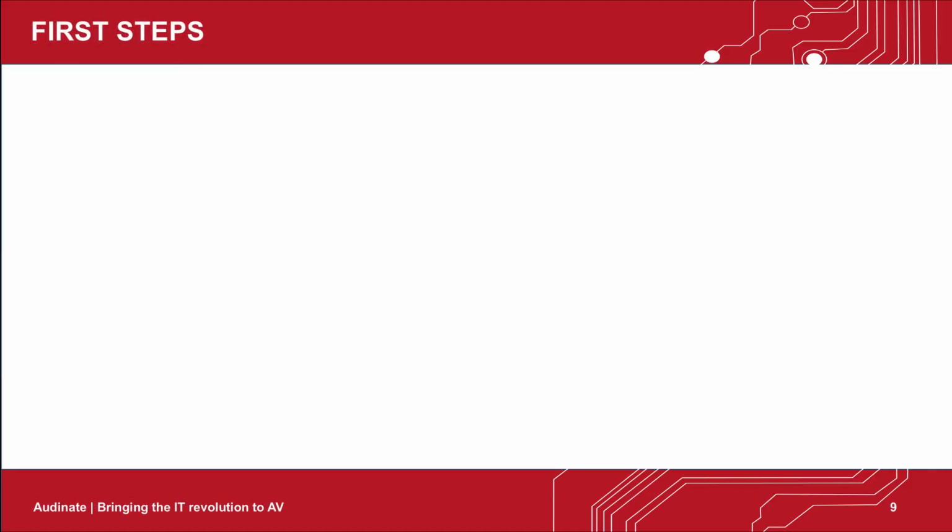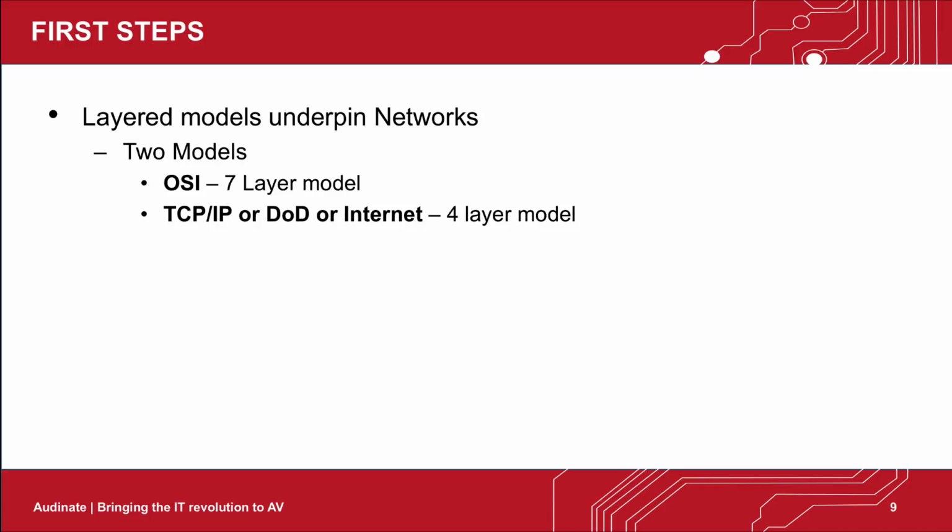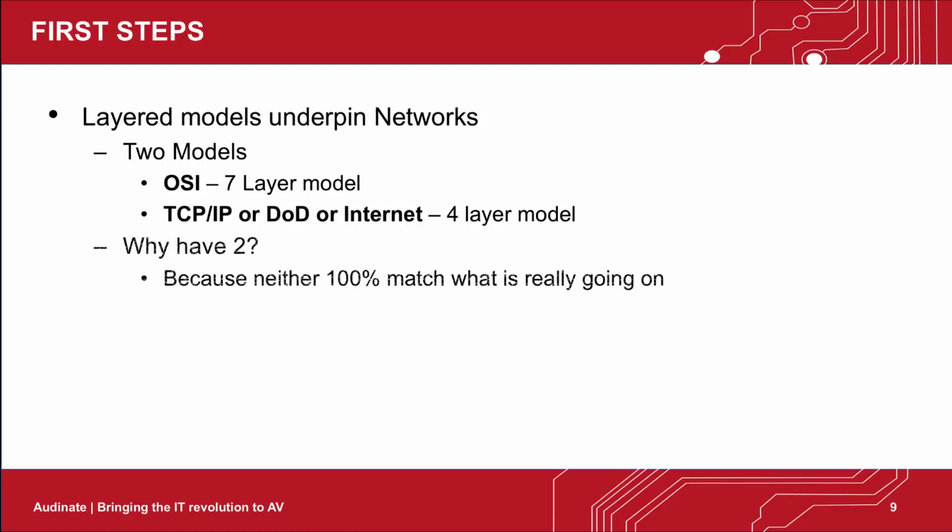So there are 2 models to consider. First, the OSI model, which has 7 layers, and then the TCP/IP model, which has 4 layers. So why have 2 models? The answer is because neither model fully represents what's exactly going on.